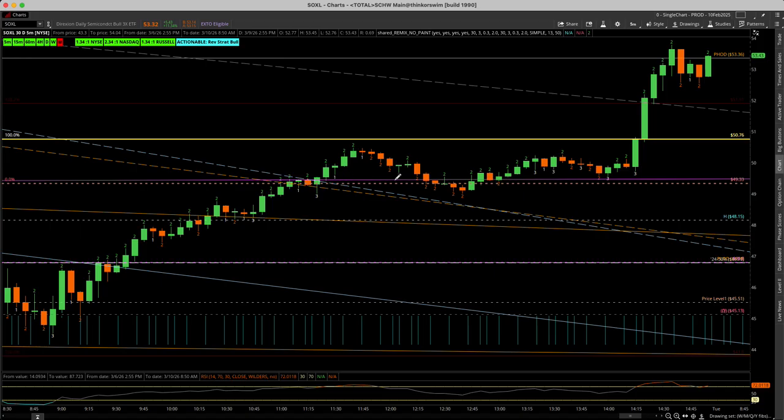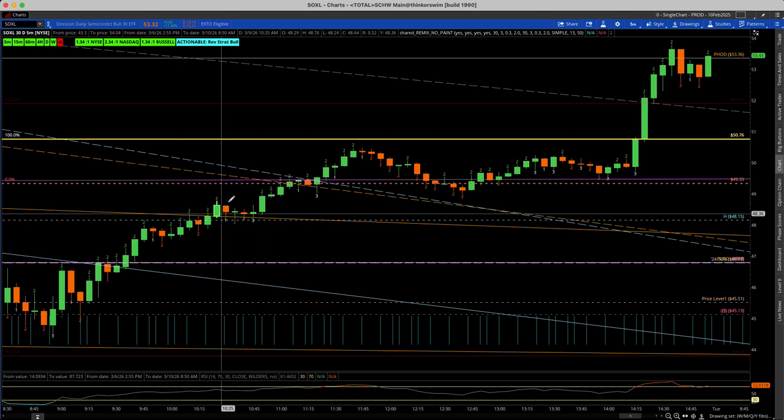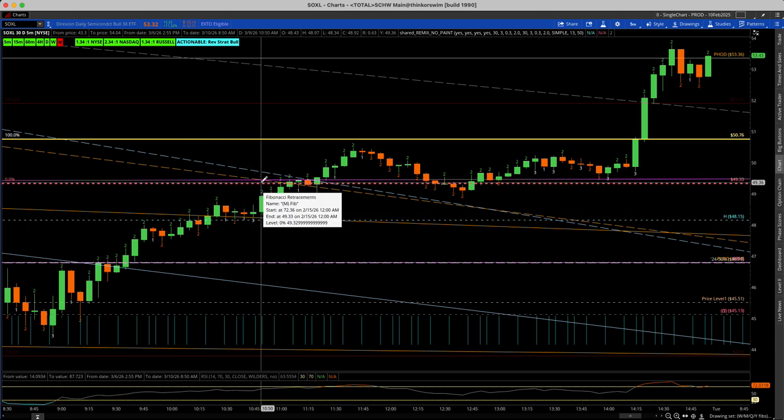So yeah, we did jump into those calls, and we got rid of half of our position at overnight high. We're really just looking for that 49.33 area. That's been a big level of inflection for price, right?